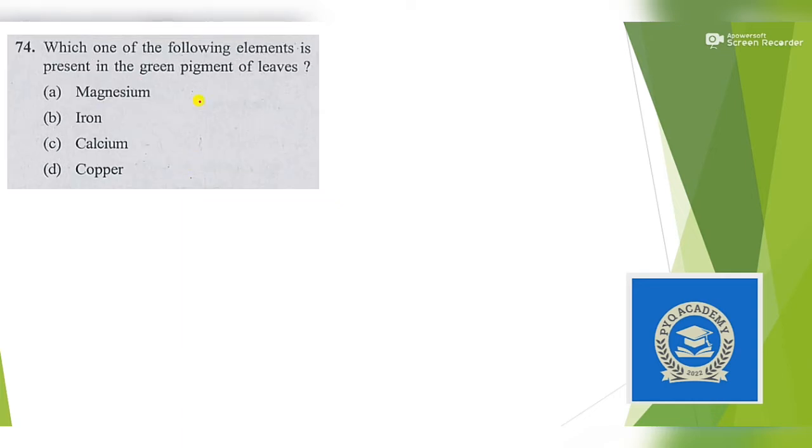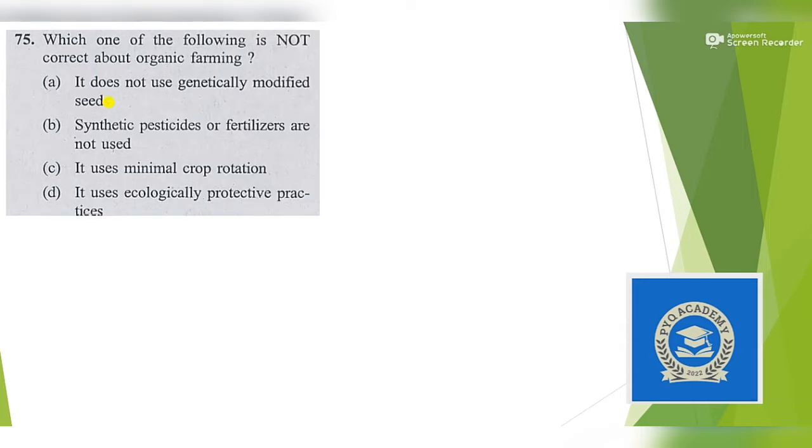Next question. Which one of the following elements is present in the green pigment of leaves? Also an important question. The answer is option A, magnesium. Next question. Which one of the following is not correct about organic farming? Okay. So organic farming, in which we have to use organic fertilizers. That means not synthetic, not inorganic fertilizers.